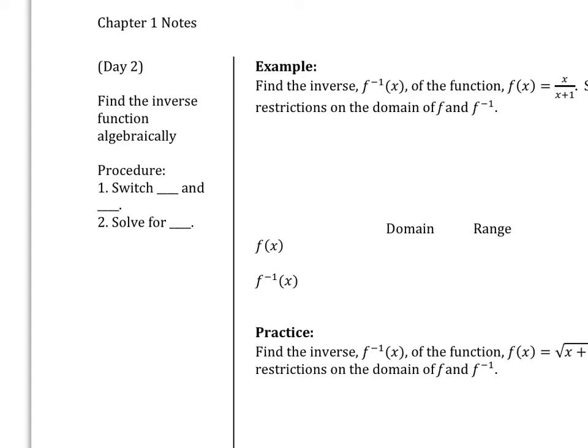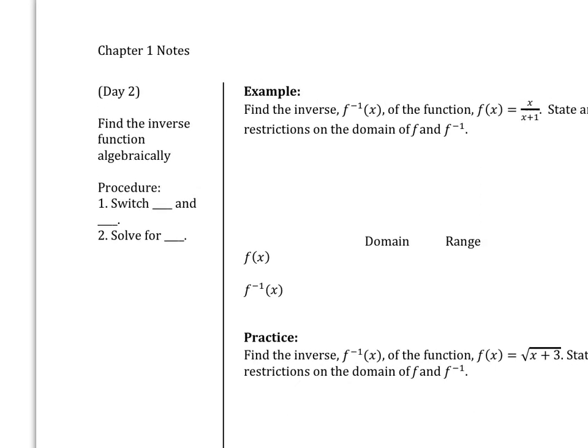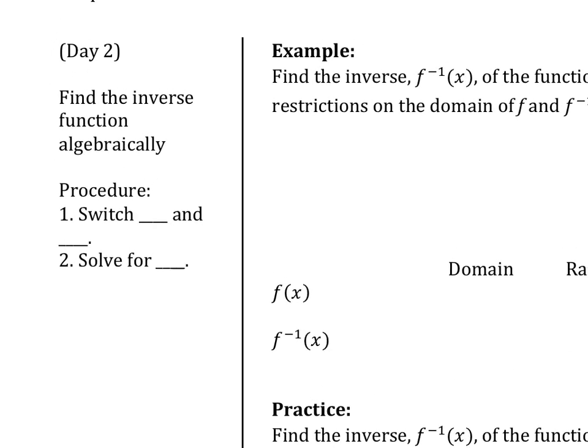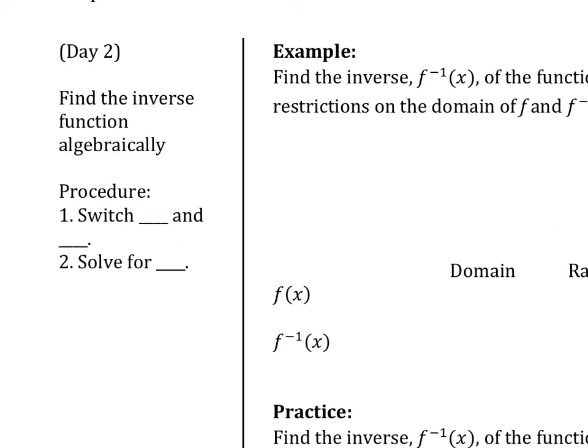Okay, now what we're going to do is try to find the inverse function, or the inverse, and we'll talk about what that means algebraically. So this is pretty easy. What you want to do is remember that the relationship between a function and its inverse is that x and y switch. So what was x is now the y, and what was y is now the x. So to find the inverse algebraically, what you want to do is just switch x and y and then solve for y. So it's pretty simple.